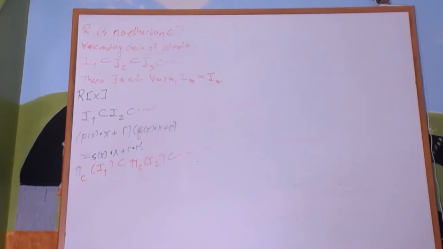It is clear that the degree is a non-decreasing sequence of naturals. Let a_n be the leading coefficient of f_n, and let B be the left ideal in R generated by a_0, a_1, all the way up, the leading coefficients of f_n.